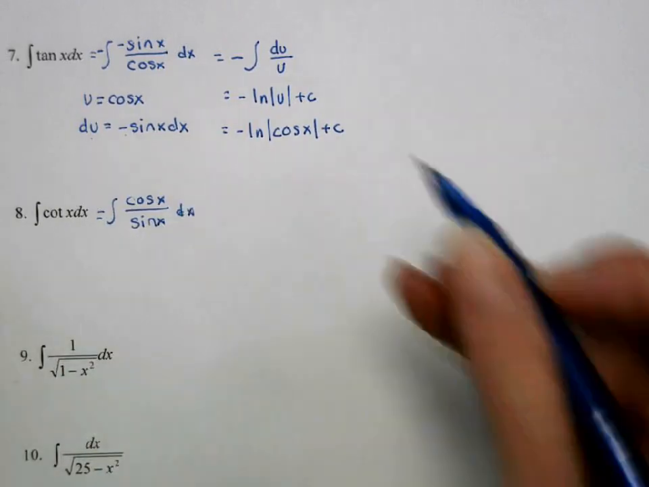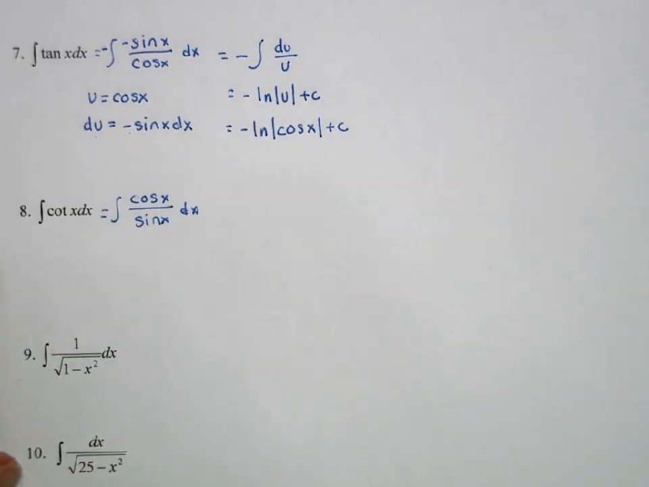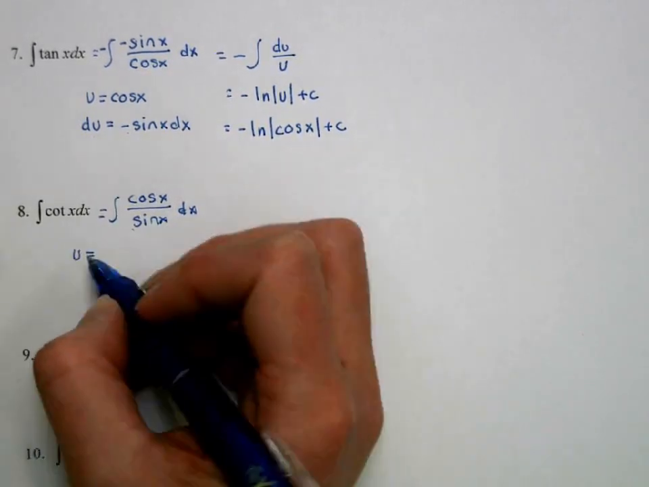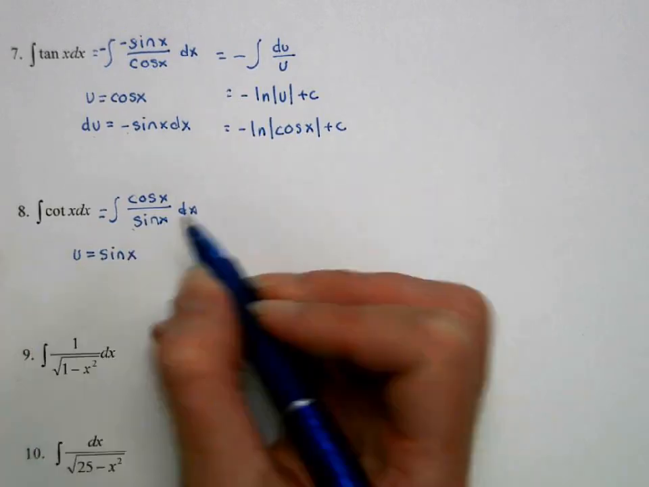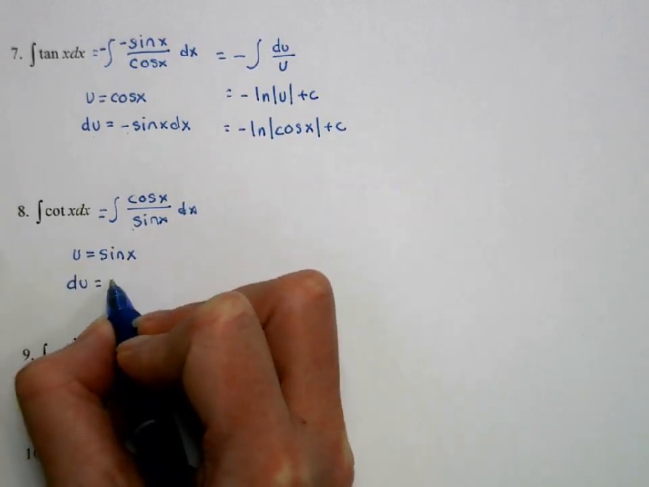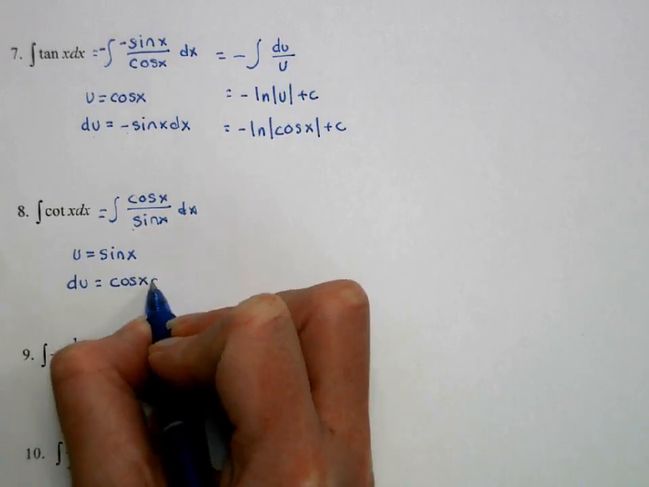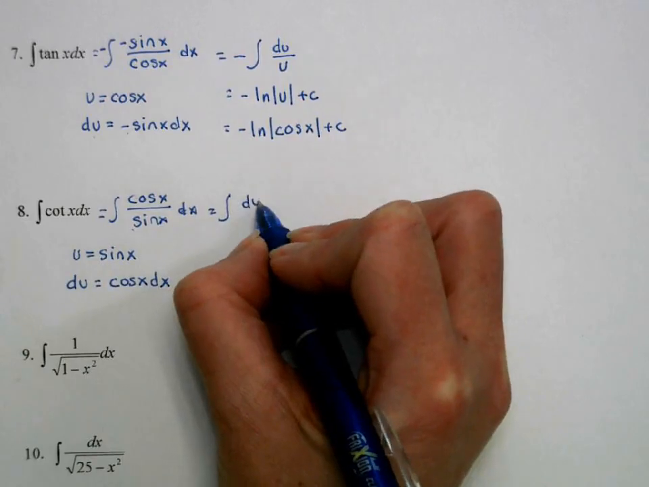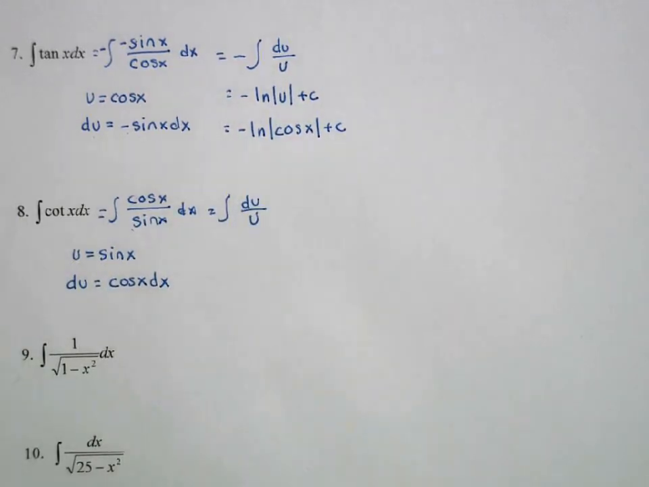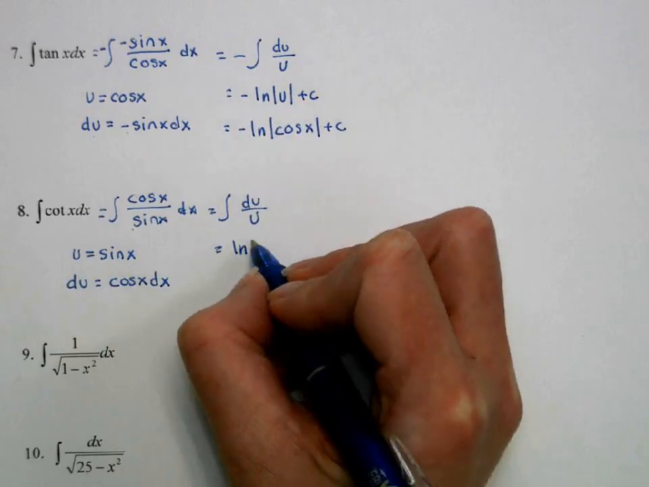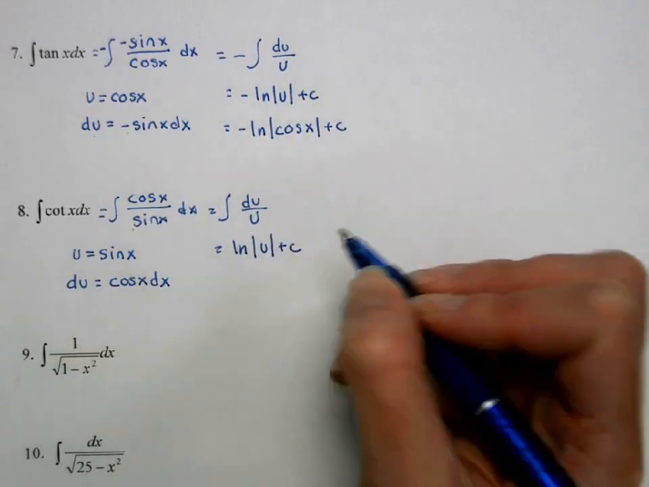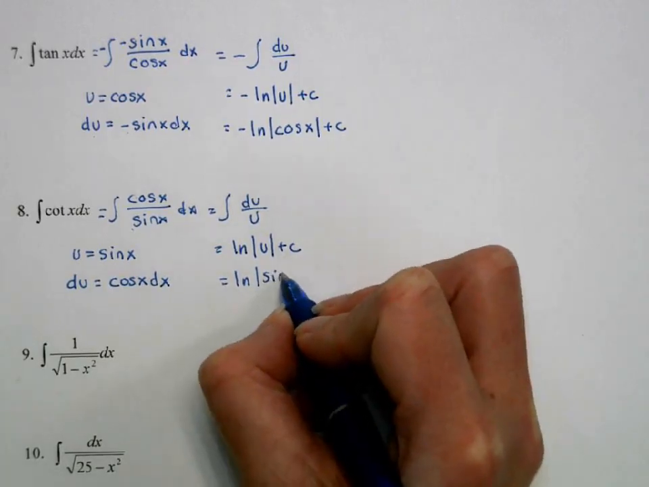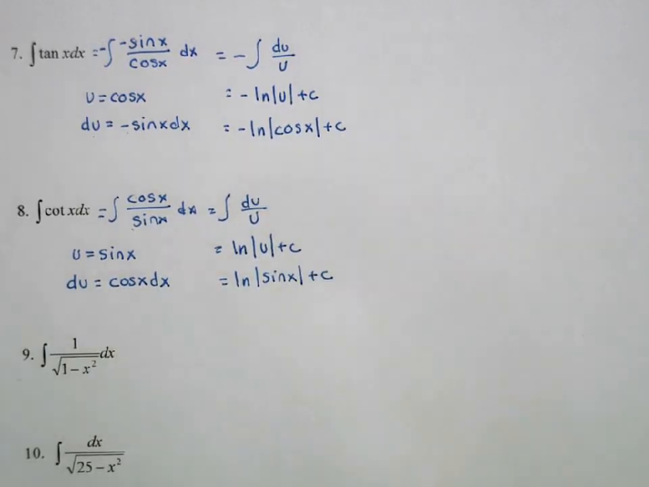Using our trig identities, cotangent is equal to cosine over sine. So similar to what we did here, I'm going to let my u equal the denominator, which in this case is sine. So my du is cosine of x, which I have, no adjustments needed. Okay, and we get natural log absolute value of u plus c, which is going to be natural log absolute value of sine of x plus c.